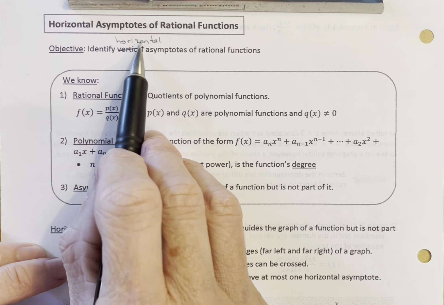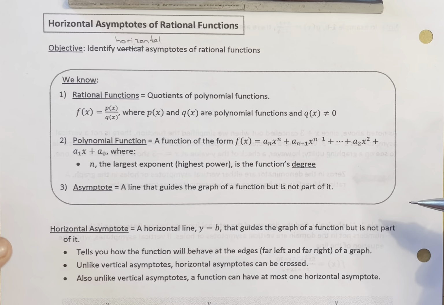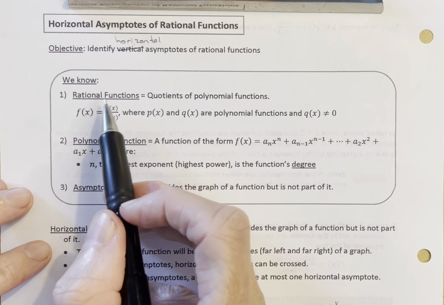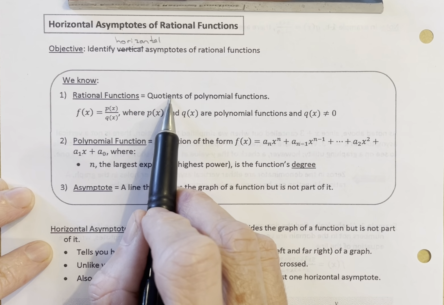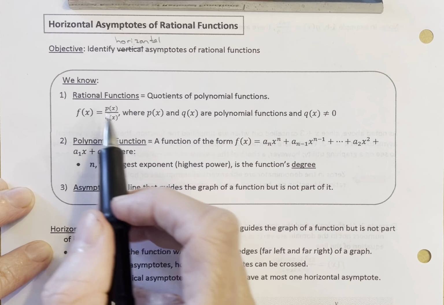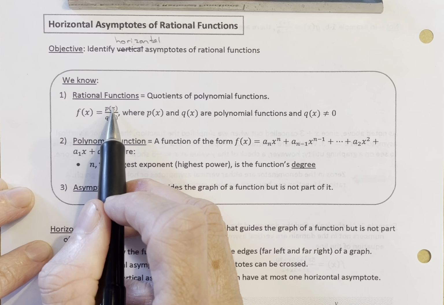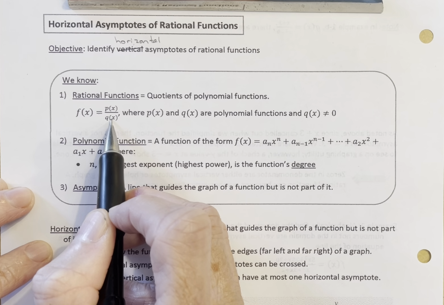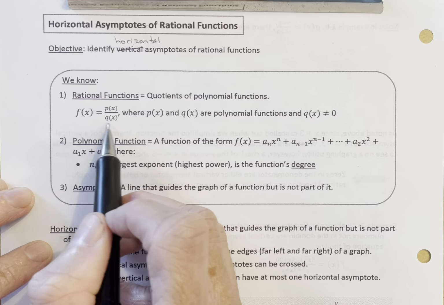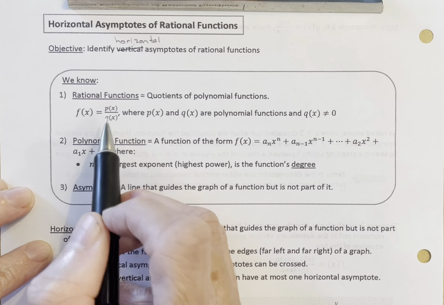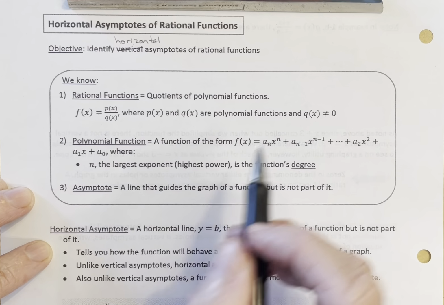We want to identify horizontal asymptotes of rational functions. So what do we know coming in that we want to remember? We want to know that a rational function is a quotient of polynomial functions. So the rational function f of x is equal to a polynomial function divided by a polynomial function. And of course, because it's a quotient, the denominator cannot be 0, which in this case means the function q of x cannot be 0.